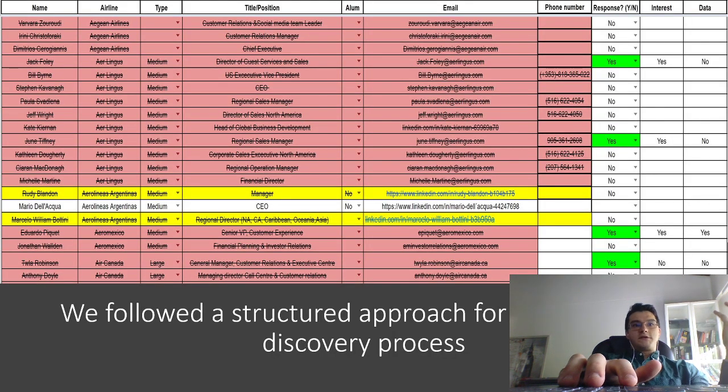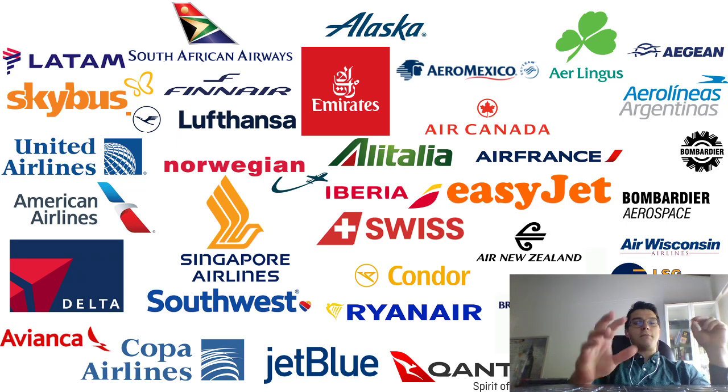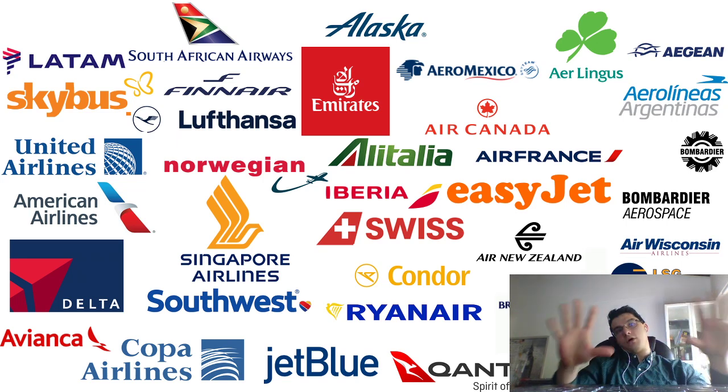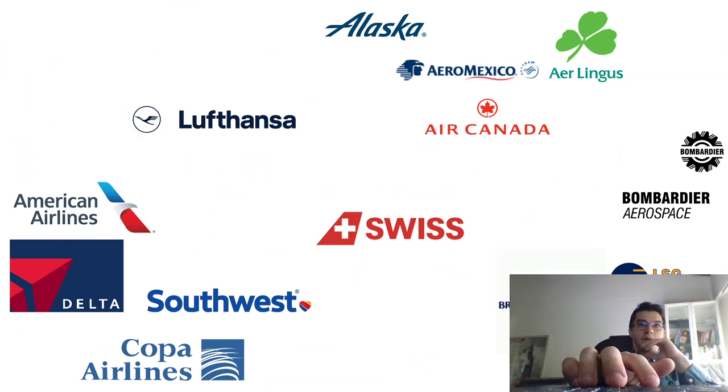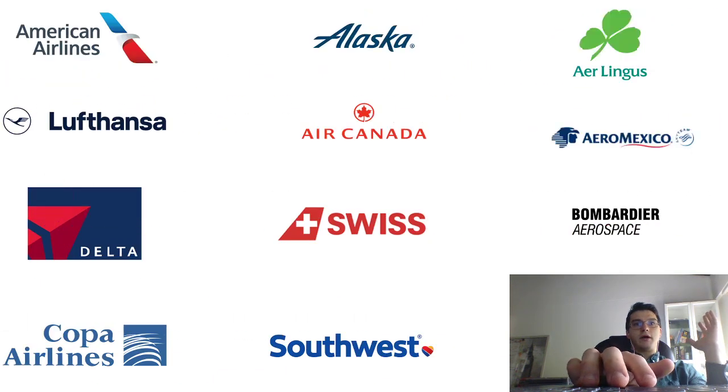So, like I mentioned in the last video, we followed a structured approach for the customer discovery process. So we listed out every single airline and their contact information. I talked more about that in my prior video, so check that out. What happened was that we contacted all of these airlines, and almost all of them replied to our emails. But at first the ones that really replied to us were these airlines, right, and manufacturers.